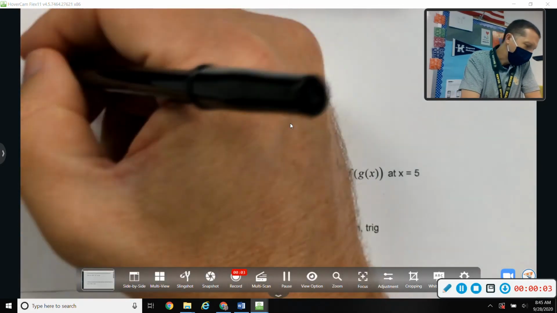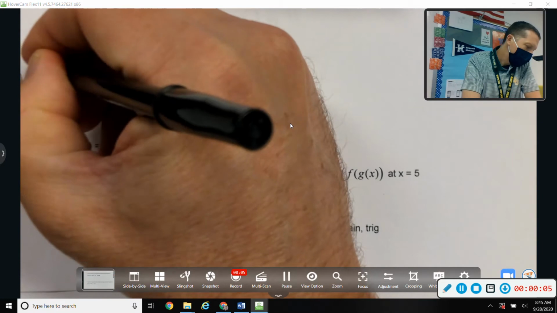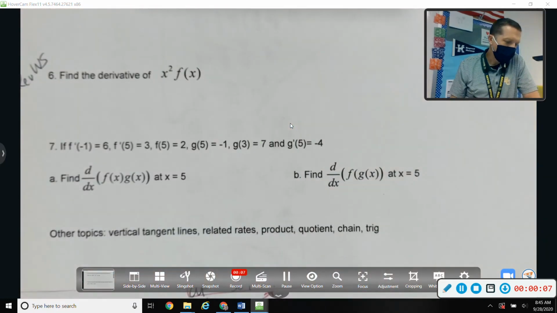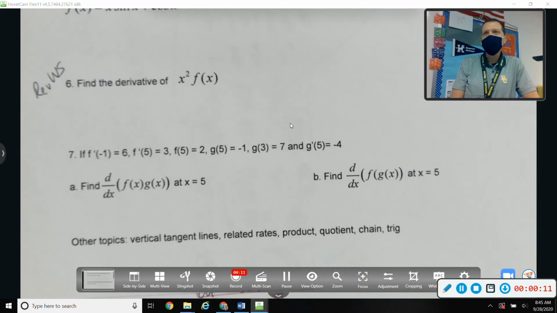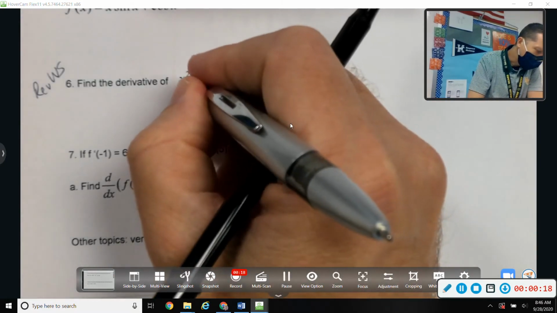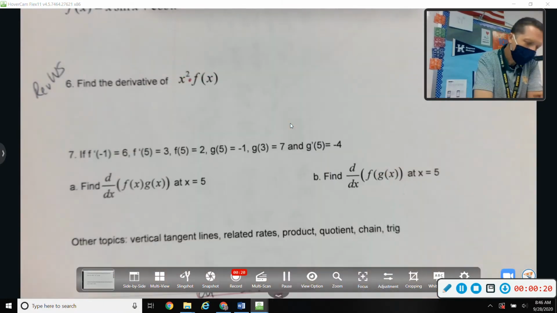All right, number 6 on the review. Find the derivative of x squared times f of x. And I guess the tricky part is I don't know what f of x is. So what exactly can I do here? It's definitely the product rule.